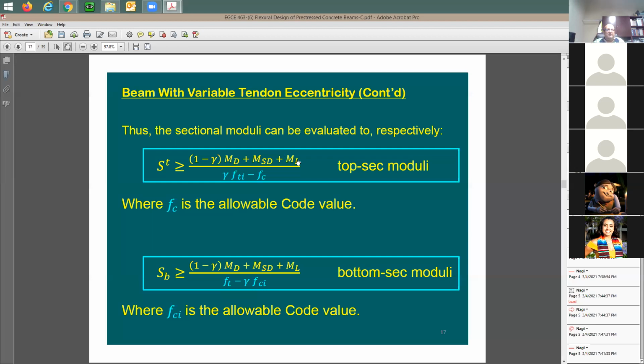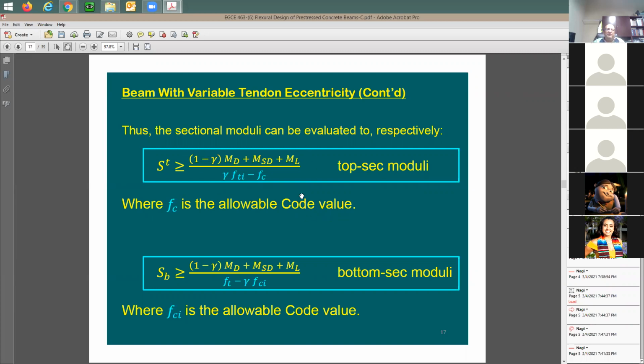You have the concrete properties. You have the expected losses. You can go with 20% or 18%, whatever value you have. Most likely in our beams, we use 20%. So this gamma here is going to be equal to 0.8. So 1 minus gamma is going to be 20%, 0.2.